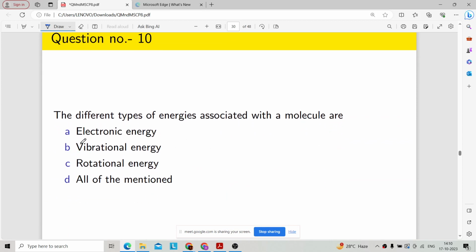The different types of energies associated with molecules are, so these are the options. What is the answer?